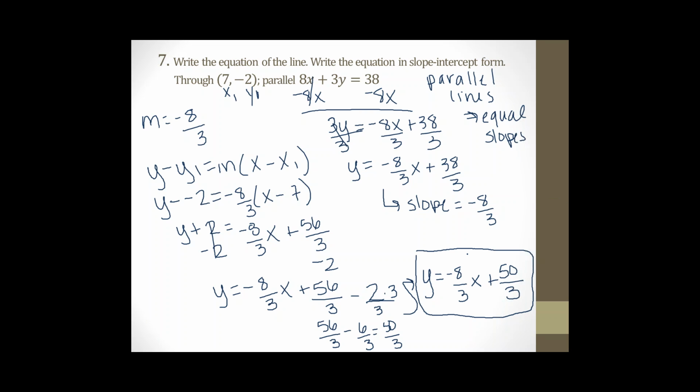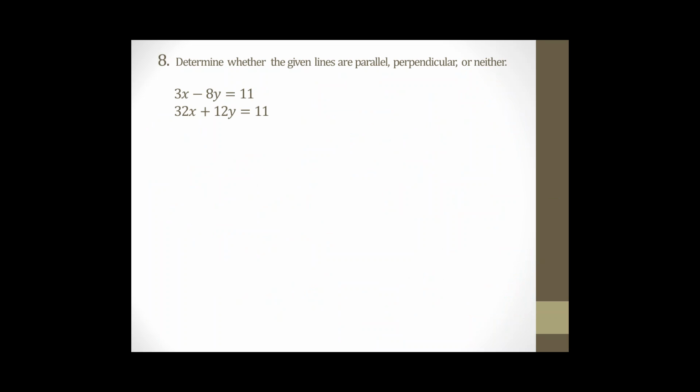All right, and with that in mind, let's look at number 8. So determine whether the given lines are parallel, perpendicular, or neither. So we have two equations, and we need to get them in slope-intercept form so we can identify the slope. Let's start with the first one. 3x minus 8y equals 11. So let's subtract 3x on both sides. So we have -8y equals -3x plus 11.